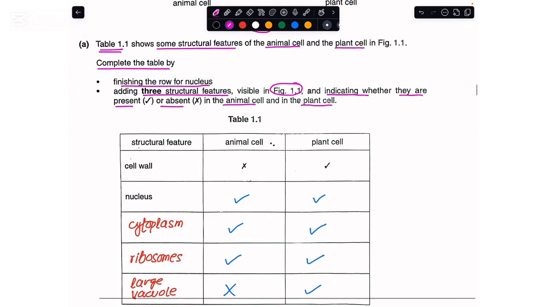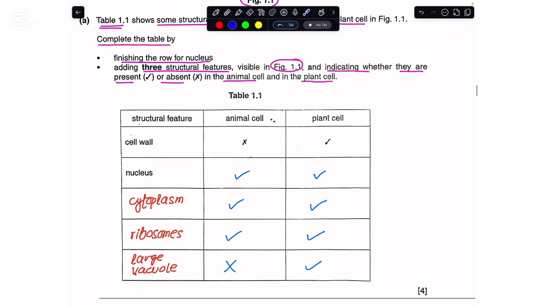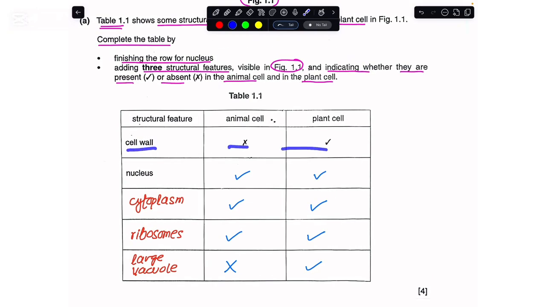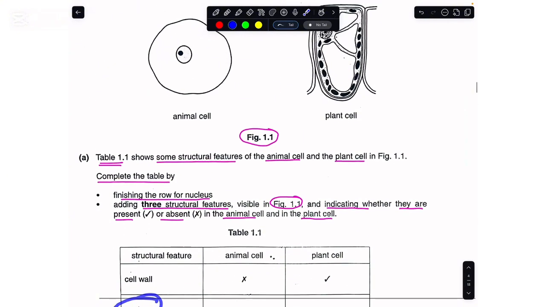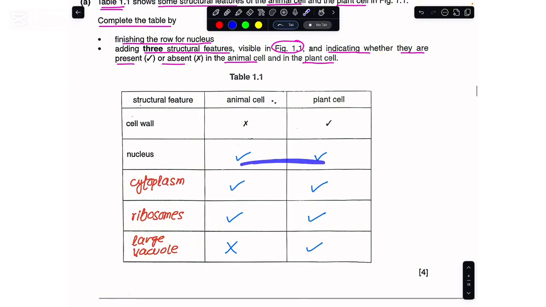So if we simply go on toward the table, the first row we are completing is for the nucleus, because the cell wall has already been done. So here is a structural feature, and then the concerned cells. If we talk about the nucleus, you see that the nucleus is available within the animal cell, and it is also available over here in the plant cell. So we would put the tick in both of these.